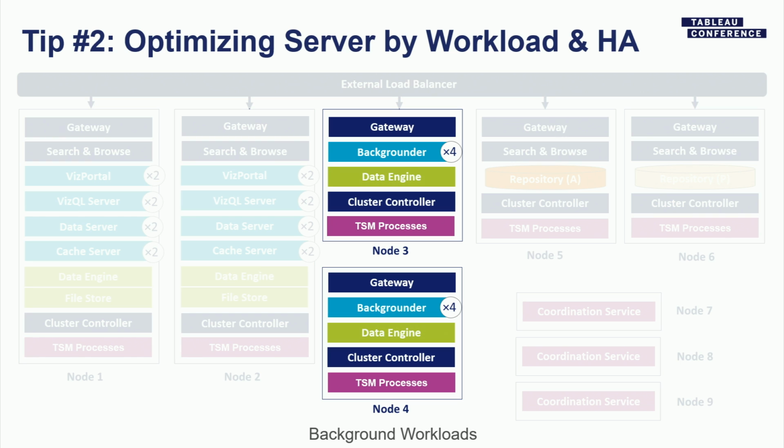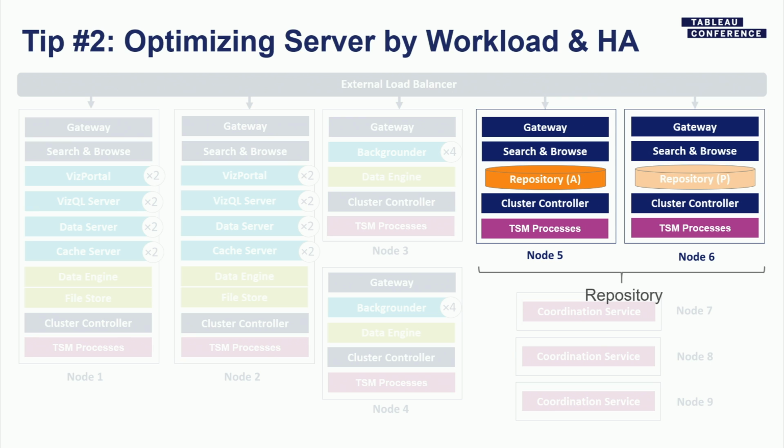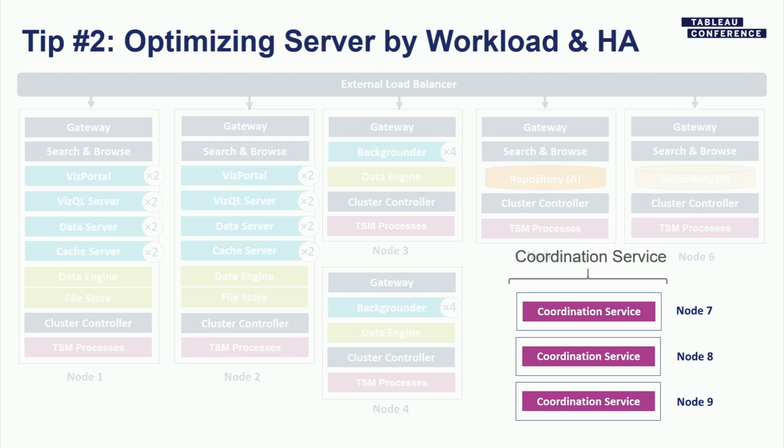2 other nodes are backgrounder nodes. These are the nodes which perform all the extract refreshes or subscription notifications. Basically, all background tasks are performed on these nodes. We have 2 more nodes which are our repository nodes. This is where we have Postgres configured for high availability, or repository configured for high availability, with both active and passive repository on different nodes. And we have our coordination service nodes from the previous example on their own 3 workers.